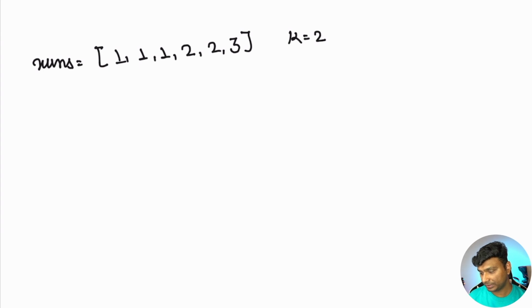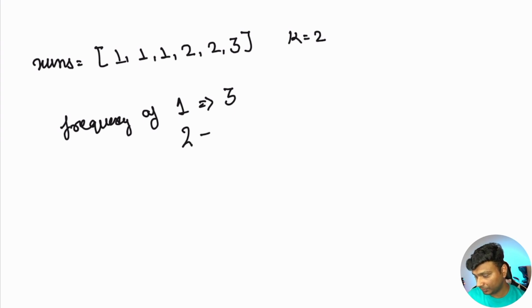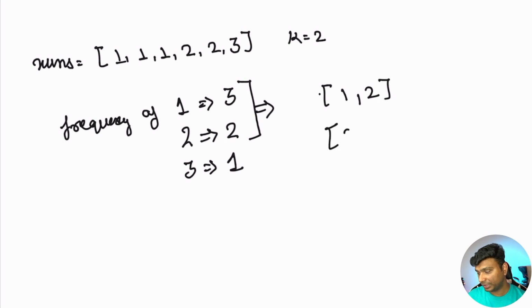If the array is 1 1 1 2 2 3 and k is 2, basically the frequency of 1 is 3, 1 is occurring 3 times, the frequency of 2 is 2, 2 is occurring 2 times, and the frequency of 3 is 1. You have to return the top k most frequent elements. In this, k is 2, so our top 2 will be 1 and 2, so you have to return 1 2 as the output. You can also return 2 comma 1. Basically the order doesn't matter.